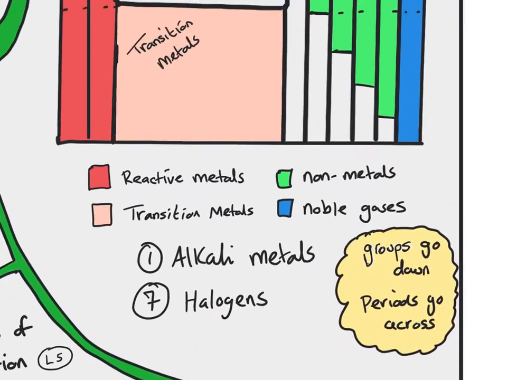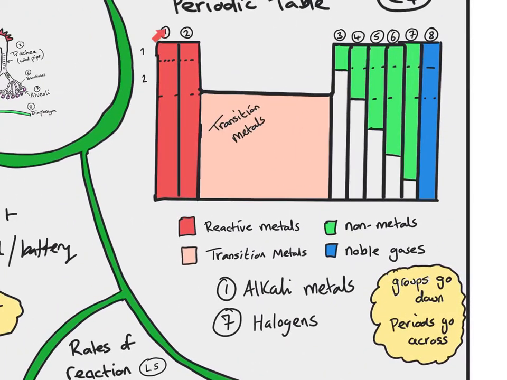We also need to know that groups go down. So any element in this column is going to be in group 1. Same applies to group 8 and group 7. Whereas a period goes across. So any element in this row, we're going to call period 1.